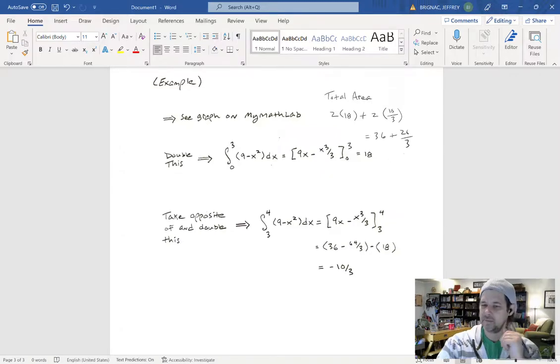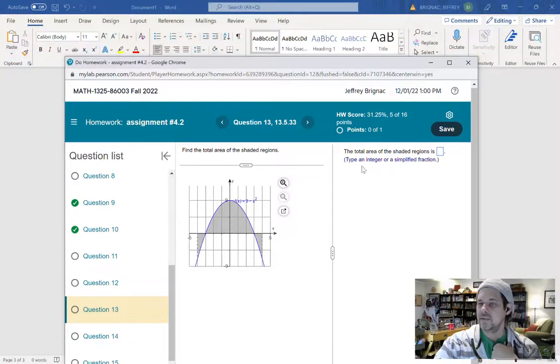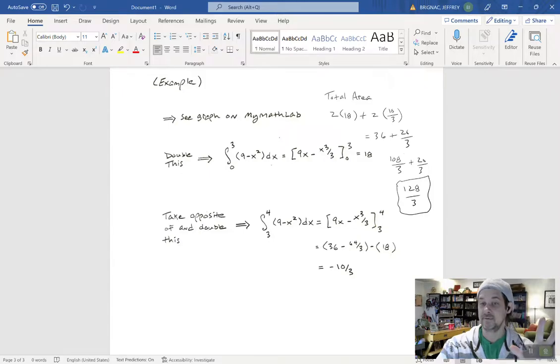And let's look at how MyMathLab wants us to put the answer in. It says type an integer or a simplified fraction. Okay, so I'll work this out by hand. I don't think it's a bad idea to know how to do some math on paper. I know that you would probably put it in your calculator, but if I was going to put these in terms of 3, get a common denominator of 3, this would be 108 over 3 plus 20 over 3. So I get 128 over 3 square units. That's how big it is. All space accounted for. Okay.